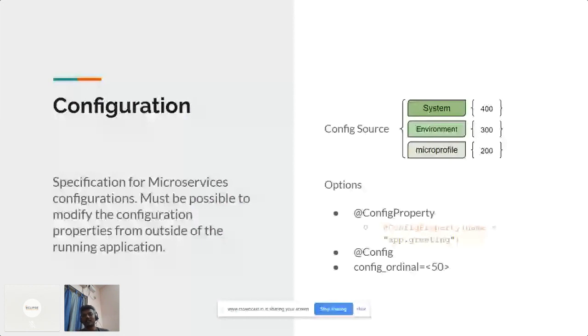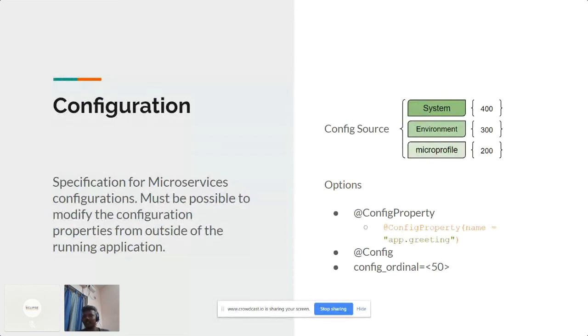So as part of MicroProfile, they have defined 3 layers of configuration sources: the MicroProfile configuration, the environment configuration, and the system level configuration. If you closely watch the slide on the right side, I have put some numbers within brackets, meaning this is the ordinal number, the ordinal factor. Based on this number the priority will be defined.